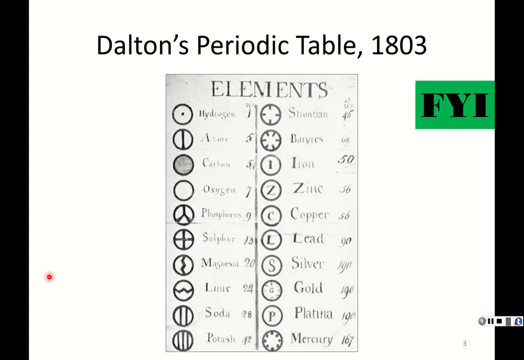So Dalton's periodic table. Dalton was sort of the first modern scientist to come up with the idea of atoms and the atomic nature of matter. He had his own list of elements. You can call it a periodic table, I suppose. It was almost like an alchemist's list, right? They had symbols for all the atoms, and I think a lot of those symbols might have been drawn from alchemists.